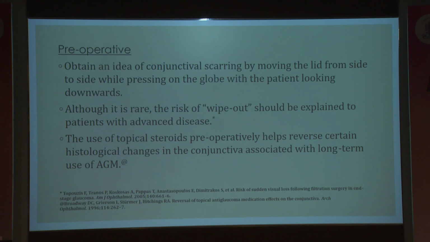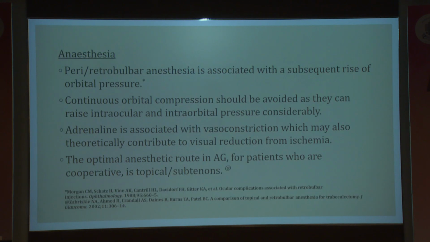And topical steroids should be initiated to reverse any histological changes in the conjunctiva before surgery. Anesthesia, the best route of anesthesia for any patient with a moderate to advanced glaucoma is either topical or sub-Tenon's, because peribulbar or retrobulbar can cause significant rise in intraocular pressure, which can itself initiate a snuff out. And ideally use adrenaline-free lignocaine.